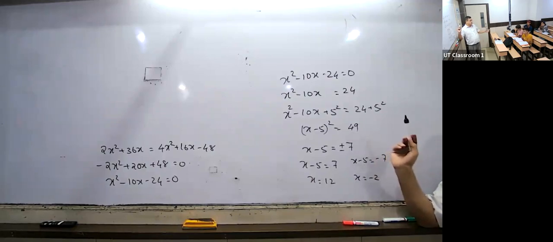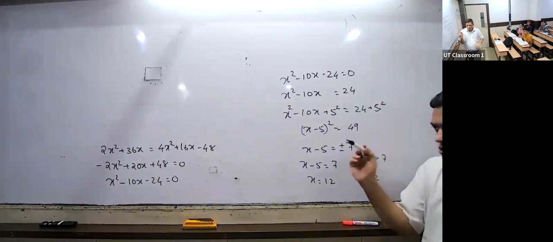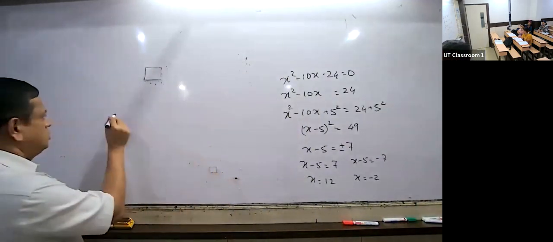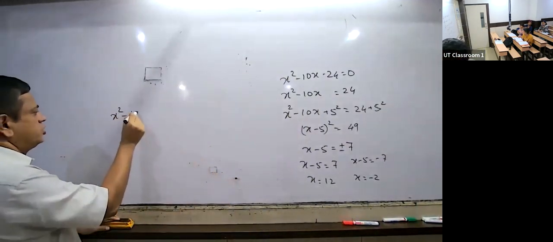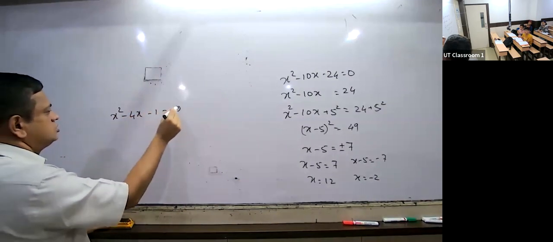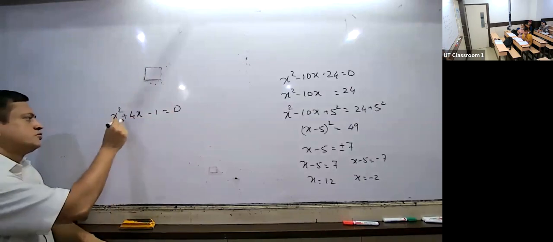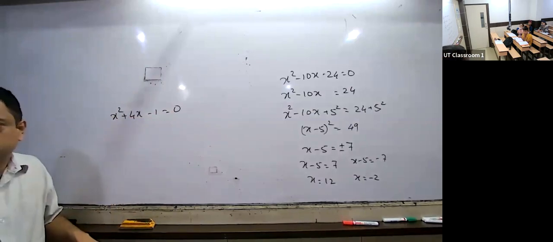You must have seen splitting the middle term; generally it is not possible for irrational roots. For example, I'll show that also. Let's say x square minus 4x minus 1 equal to 0. Can you split the middle term, minus 4x or plus 4x?